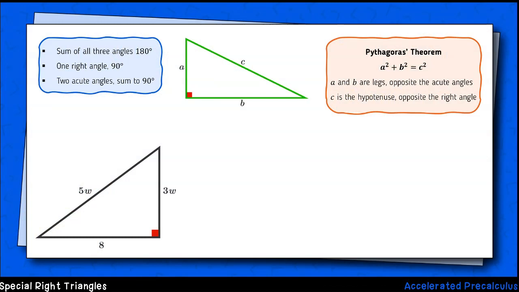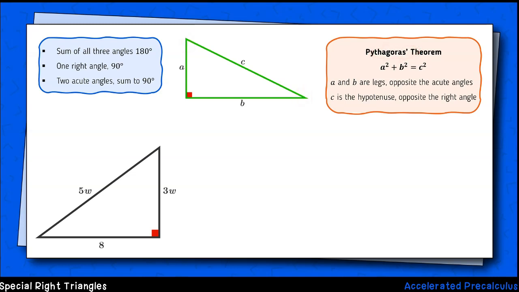Of course, we're looking at a three-sided closed figure, a polygon, which has three interior angles which sum to 180 degrees. In the case of a right triangle, we have one right angle measuring 90 degrees and two acute angles which sum to 90 degrees.